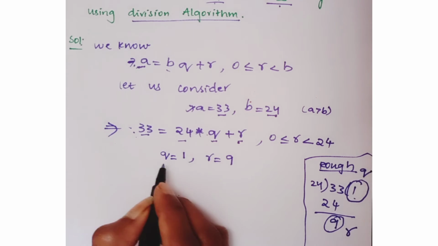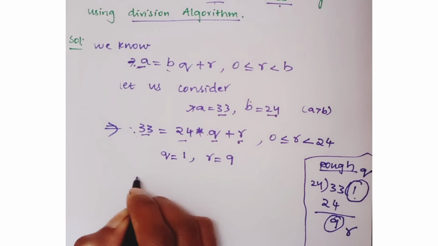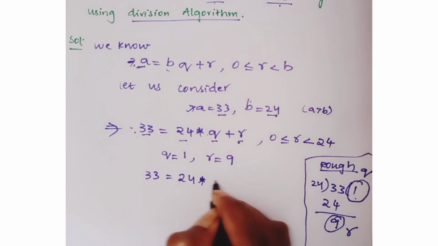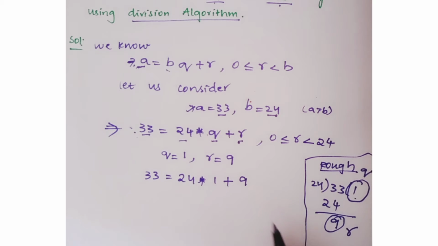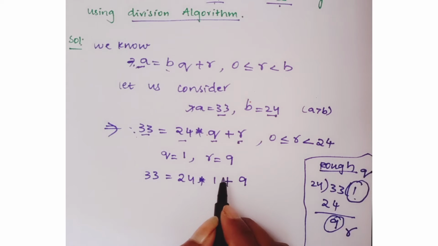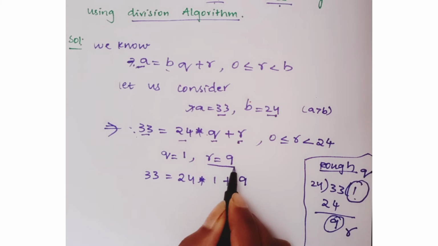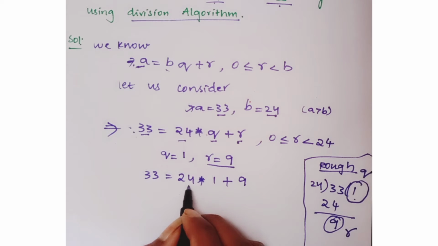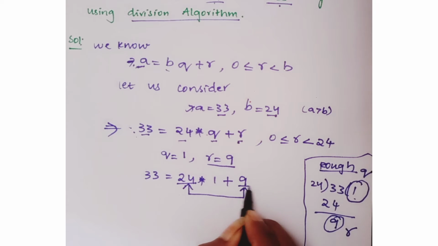So now when we substitute Q and R here, we get the equation as 33 equal to 24 into 1 plus 9. Now we need to repeat the process until and unless we get R value is equal to 0. So here R value is 9. So we need to repeat the process again for these two numbers, that is for 24 and 9.